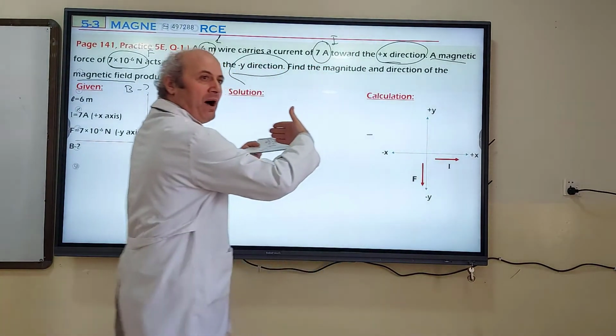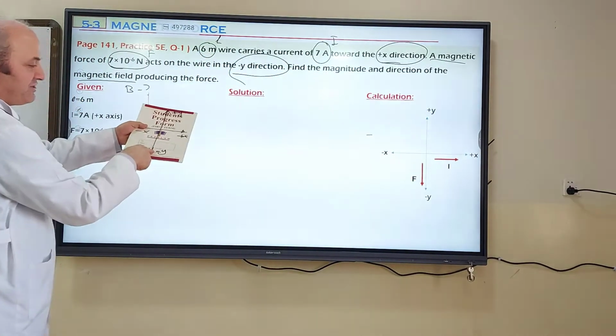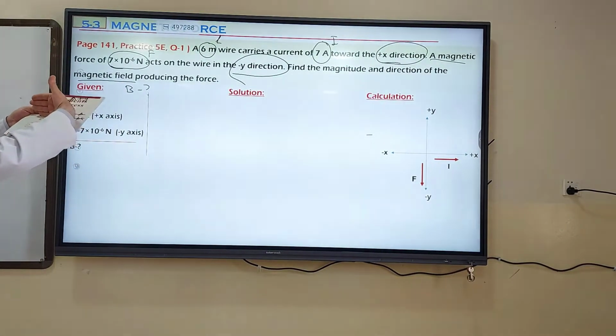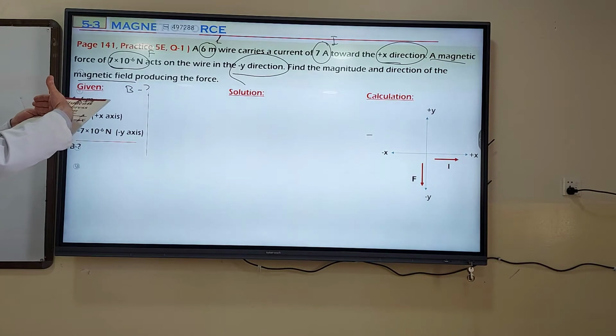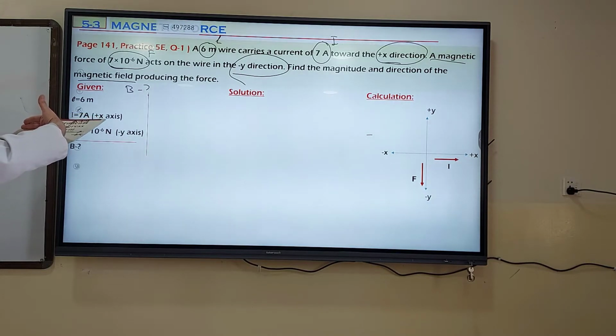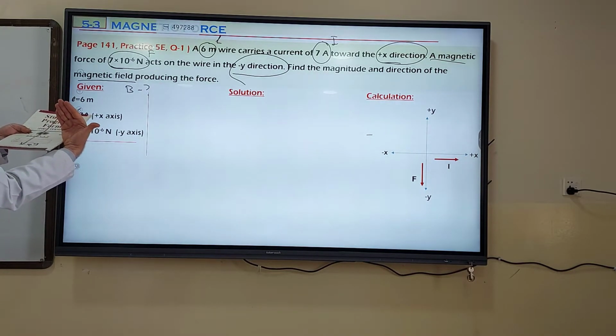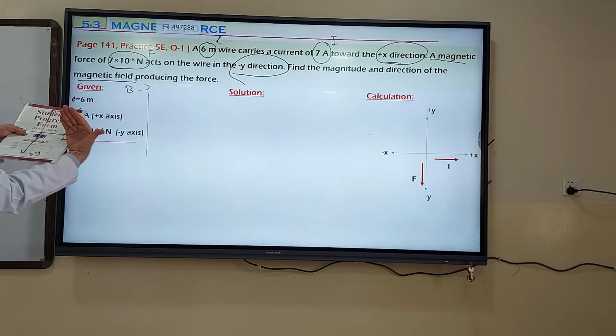Negative Y. Your palm must show negative Y. Is this negative Y? So the palm must show negative Y. First do this. Is that correct? My palm is showing negative Y? Yes. After that, the current direction. My thumb is now showing out of the page, which is positive Z. But the question says the electric current is not in positive Z. It is in positive X. I will change it to positive X.